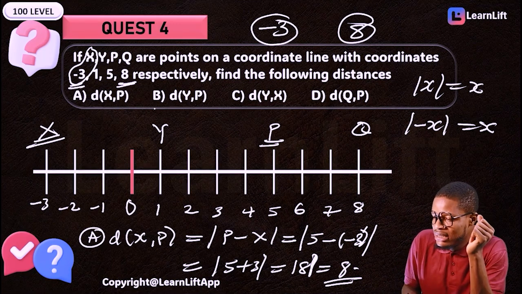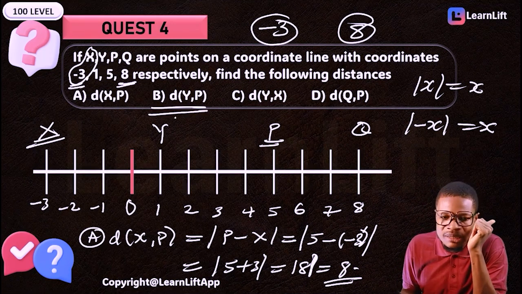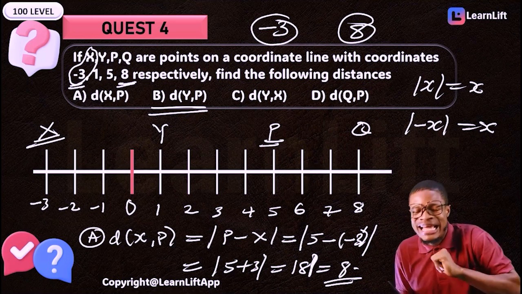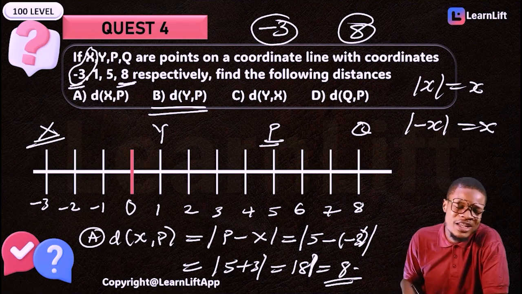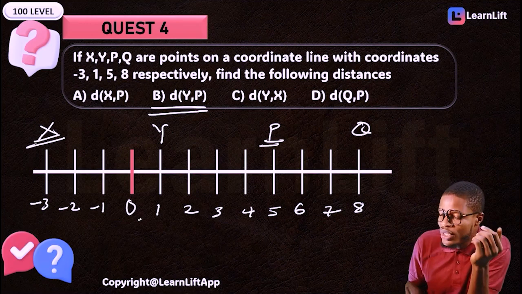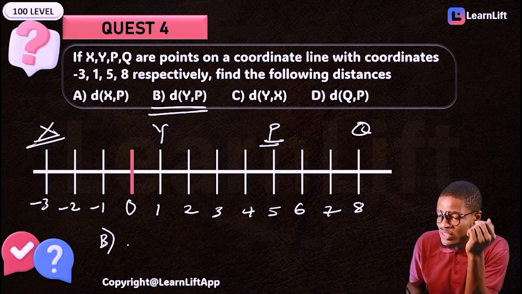So now let's see how to get our second one, which is distance what? Y, p. Apply the same thing: subtract y from p, take the absolute value of them, and then get the answer. Solve for me very fast. Yeah, let's go. So what is it going to give us? Say you have gotten your answer.